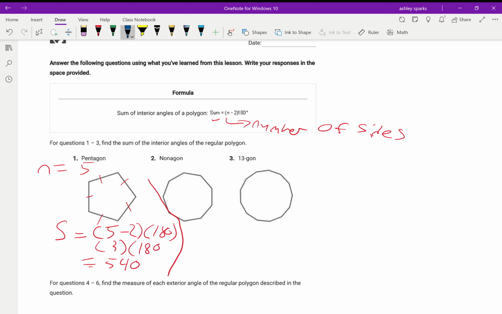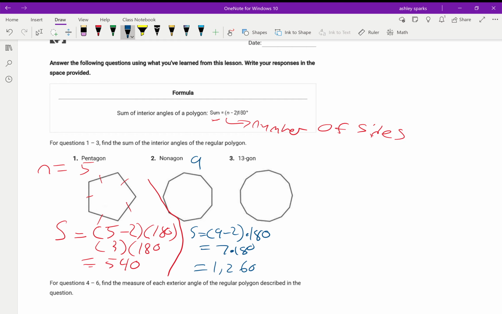We can do the same thing with a nonagon. Again, if you don't know how many sides something has, feel free to Google it or look it up, but a nonagon has 9 sides. And if there are pictures, just count. So the sum will equal 9 minus 2 times 180. That's going to give us 7 times 180, which is 1,260.